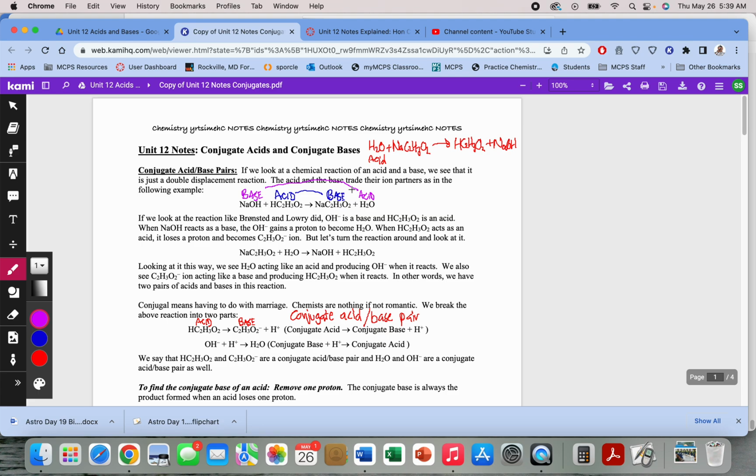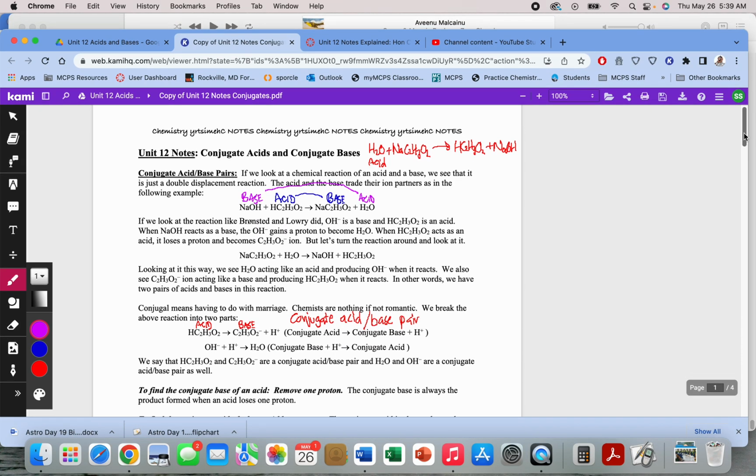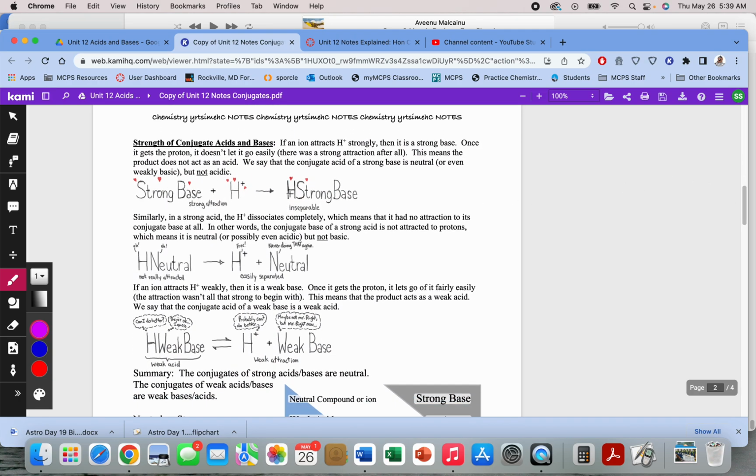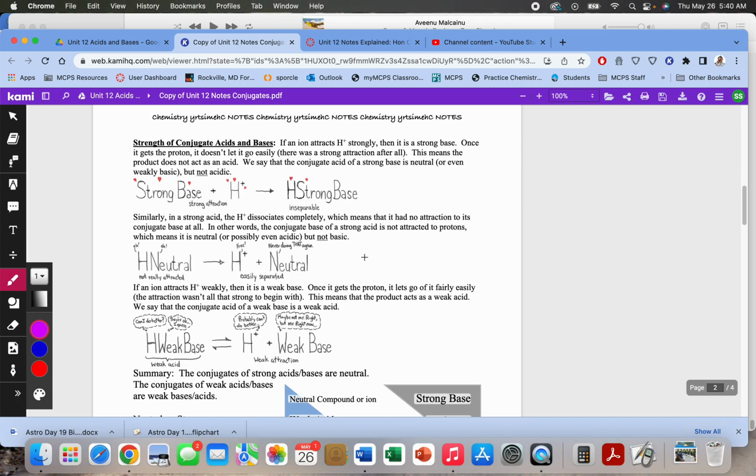Okay. Now, why do we care about conjugates outside of just keeping track of what's going on in a reaction? Well, it turns out that it tells us something about the relative strength of these acids and bases. So, an acid that gives up H+ really easily is a strong acid. Okay, so this is why we care. Let's go over here, right? If we had a strong acid, it would give up H+ really easily. So this thing here must be our strong acid.